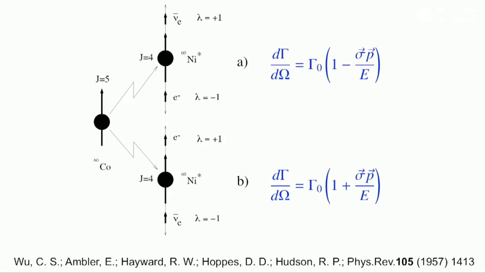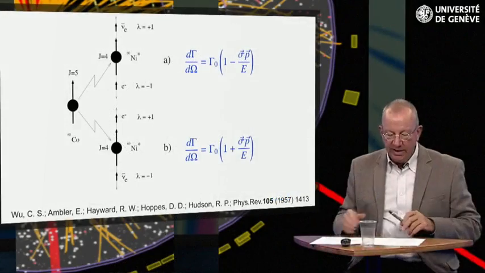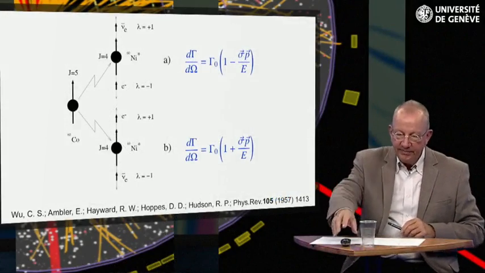Their decay, cobalt-60 with J equal to 5 into nickel-60 with J equal to 4, can lead to two spin configurations. p and E denote momentum and energy of the emitted electron, and sigma denotes a unit vector in the direction of the spin of the nucleus. In case A, shown on top, the electron is emitted in the direction opposite to the cobalt-60 spin. In case B, it is emitted in the direction of the initial spin. Any combination of the two cases is allowed by conservation of angular momentum.